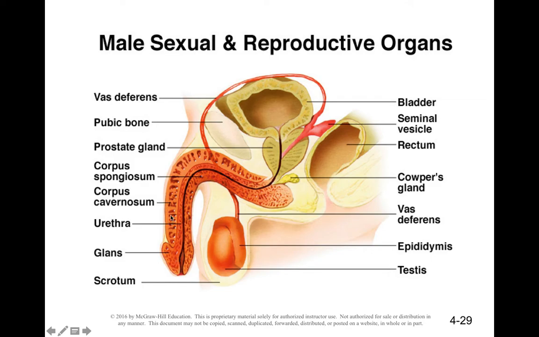We have the corpus cavernosum that joins with its other corpus cavernosum to become the corpus cavernosa on the top of the penis. Then on the bottom, the back of the penis, we have the one corpus spongiosum that makes the glands and that holds the urethra. We have the prostate gland that's located underneath the bladder. Here's the bladder. And you'll notice here we have the Cowper's gland that produces precum or pre-ejaculate. Right? And then you have the rectum here.